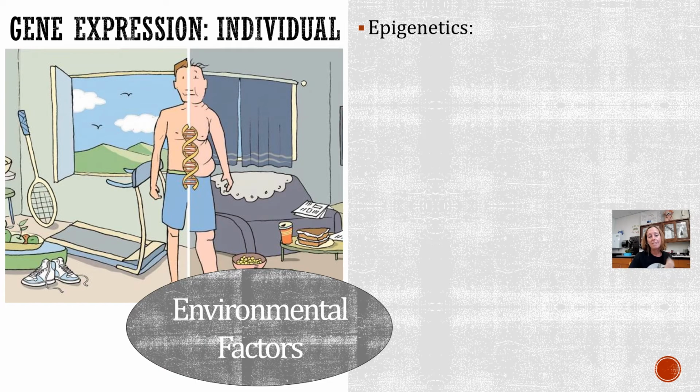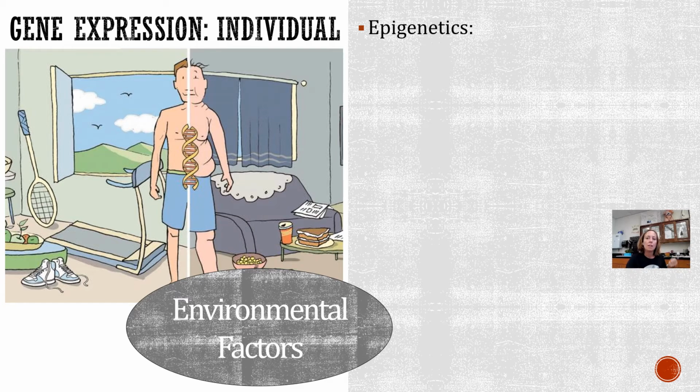So, environmental factors for our individual gene expression. This is talking about your own DNA and what can affect it being expressed. Think about twins. Twins have the same exact DNA, but they don't always look exactly alike. They can lead different lifestyles and make different choices in life, which makes them look different. Siblings have similar DNA, but they don't always look alike, because of the choices that they make.